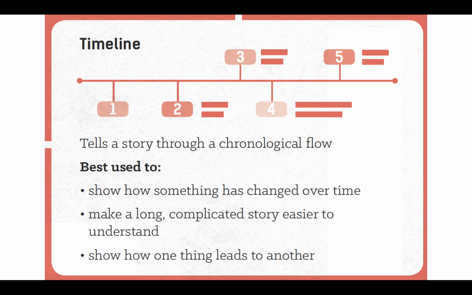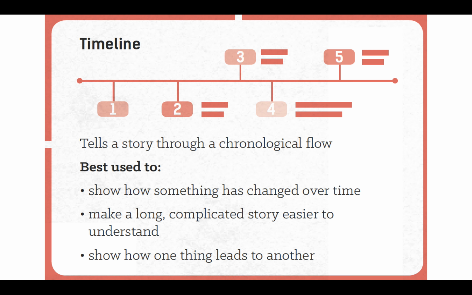And as you see, besides points 2, 3, 4, and 5, you can have text that kind of accommodates these various points to give more information about the timeline. Timeline is best used to show how something has changed over time. If you have a phenomenon that incorporates change, it's going to change most likely over time. It would make a long, complicated story easier to understand.